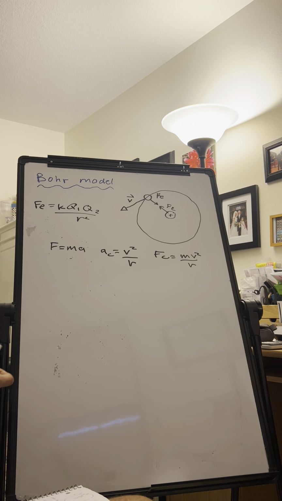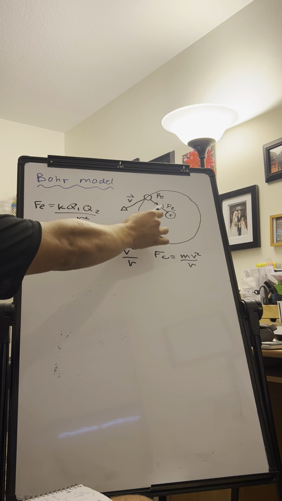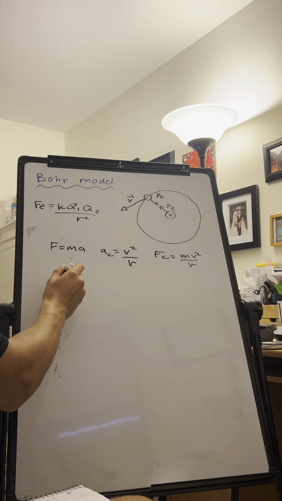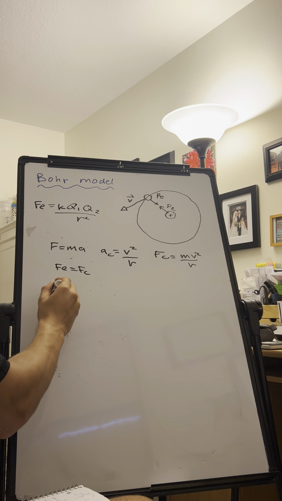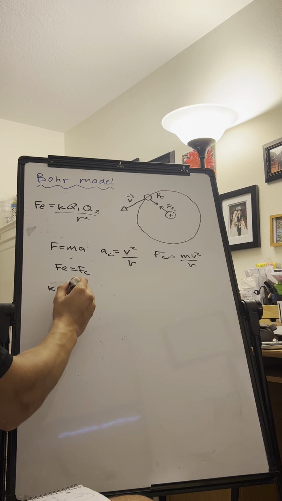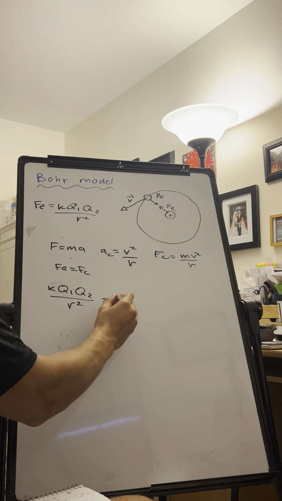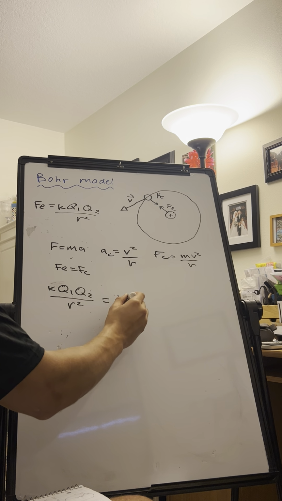Now, the electric force and the centripetal force are equal in magnitude, and they're opposite in direction. So you can set them equal to each other. So the electric force is this, and the centripetal force is this.